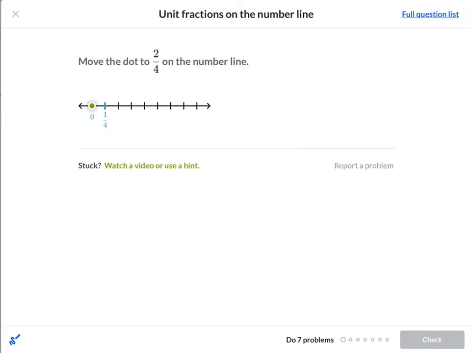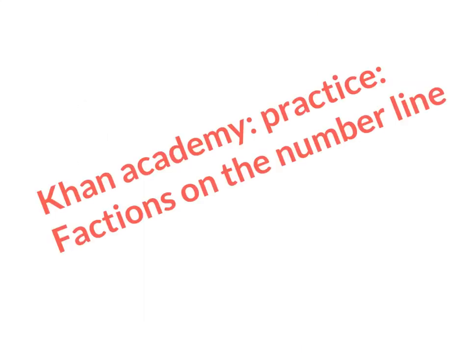One more, or maybe a few, I'm not sure. Right here we have to move the dot to 2/4, and you don't even know the values except for this one being 0 and this one being 1/4. So from here to here is 1/4, which means that the next one is 2/4. So you would simply move your dot, put the dot right there, hit the check button down there, and you would get it right. That's about it, guys, for the practice on Khan Academy titled Fractions on the Number Line. I hope this helps.